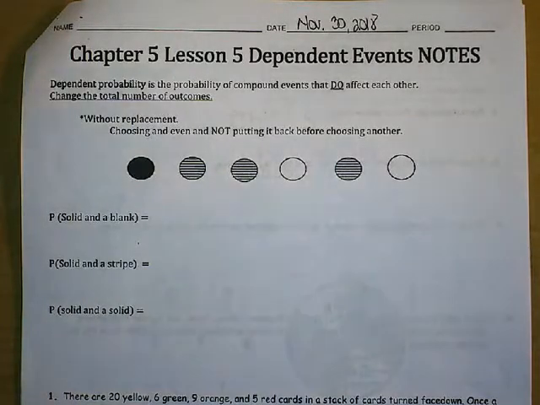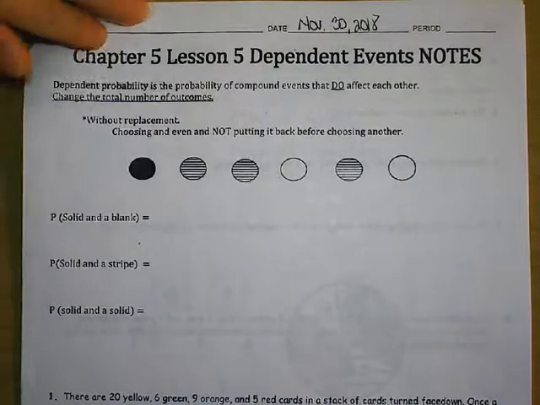Chapter 5, Lesson 5, Dependent Events. Dependent probability is the probability of compound events that do affect each other. This means it changes the total number of outcomes or the denominator.